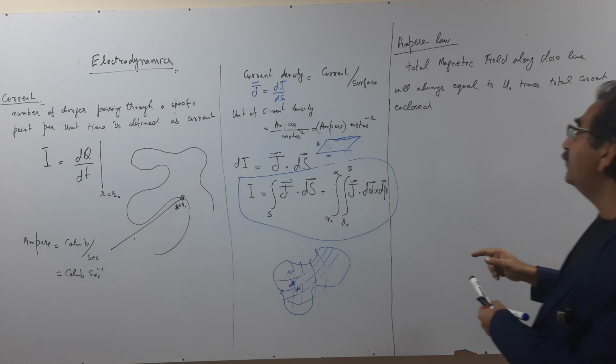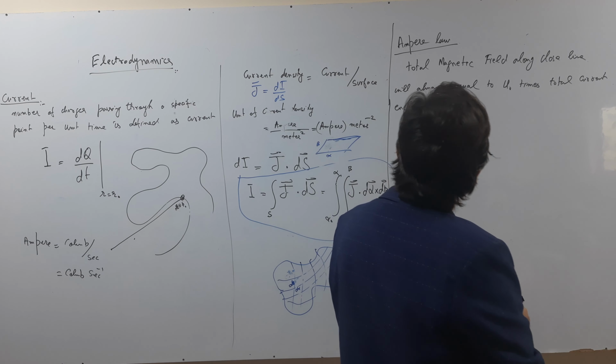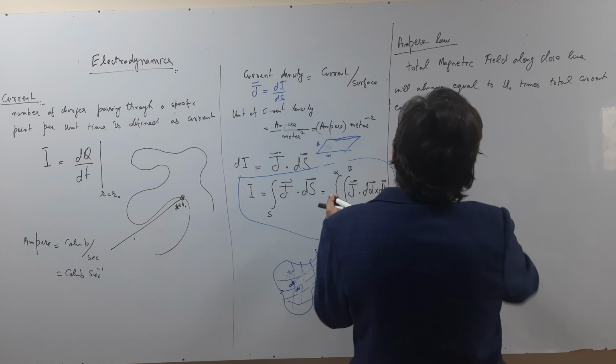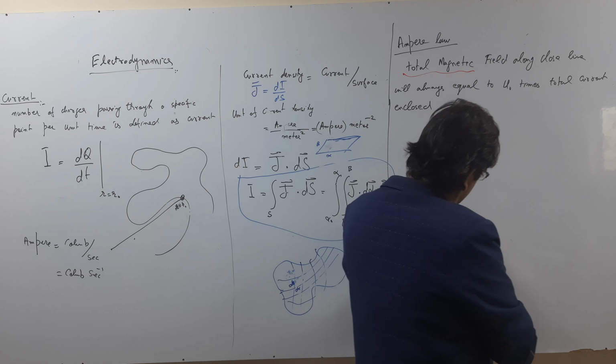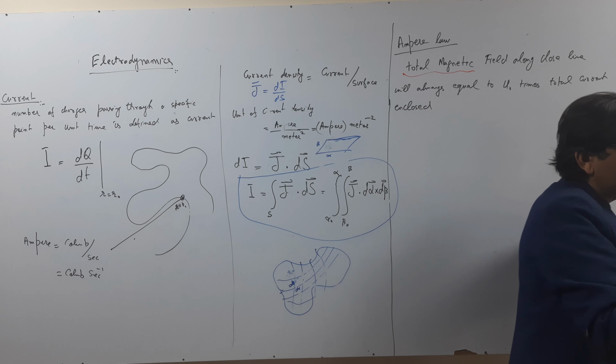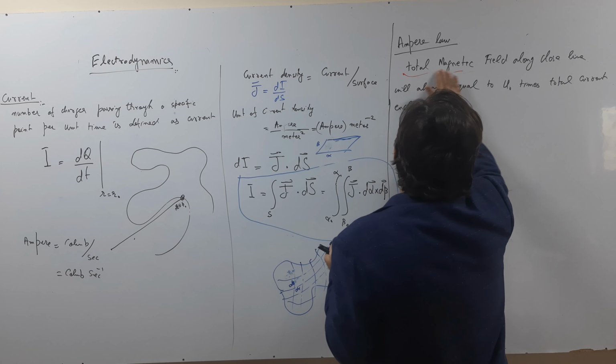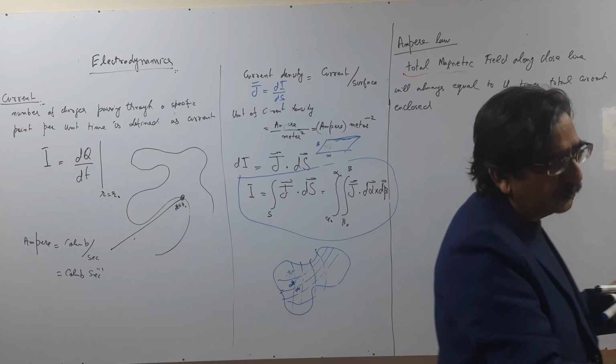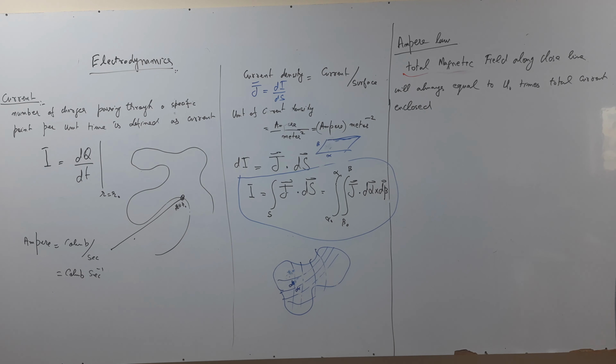So total magnetic field. Total is representing for discrete. Total is representing when you are summing something, then that will represent. If that is discrete, we will sum. If that is continuous, we will integrate.